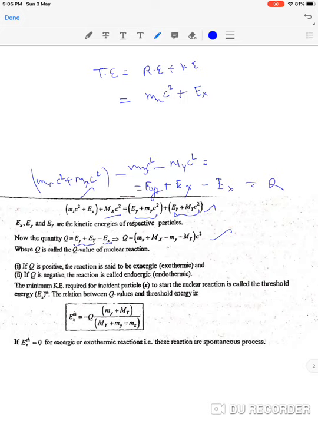Here Q is called the Q value of the nuclear reaction. If Q is positive, the reaction is said to be exoergic, and if Q is negative, the reaction is said to be endoergic, meaning you require some energy for the process to happen. So the minimum kinetic energy required for the incident particle to initiate the process, using these kinematics, we can get this kinetic threshold energy. And now if I require only this E_x, then I can solve this reaction equation to get this. Okay, thanks.